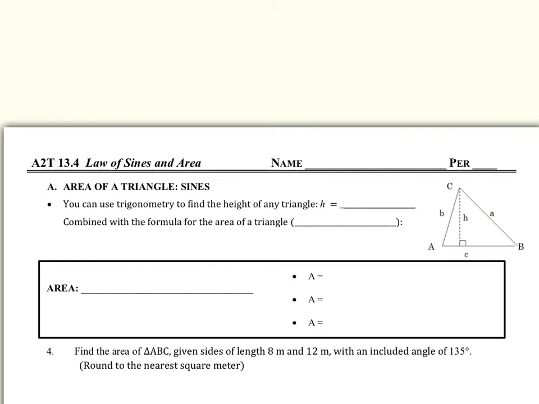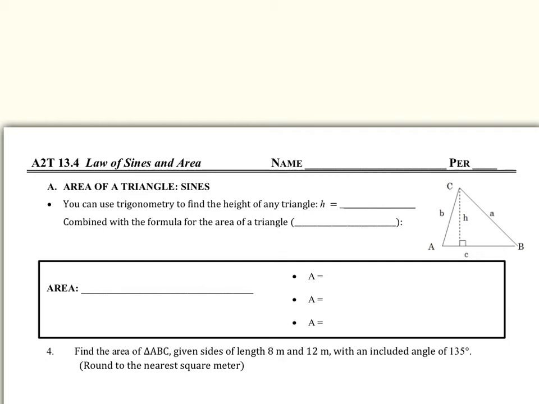We're going to be looking at section 13.4 today. That's the law of sines and also some formulas for finding the area of non-right triangles. So let's start with this triangle over here, triangle ABC.